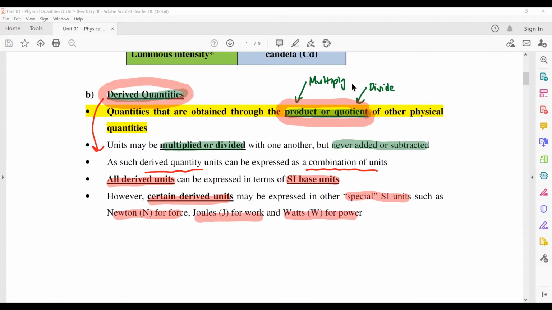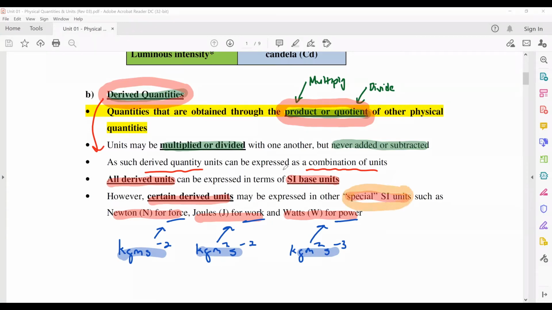Now, consider a number of SI base units: kg m s^-2, kg m^2 s^-2, and kg m^2 s^-3. If I were to ask you to guess the physical quantities that these units belong to, you would have difficulty guessing them. Kg m s^-2 is actually for force. Kg m^2 s^-2 is actually for work, whereas kg m^2 s^-3 is actually for power.